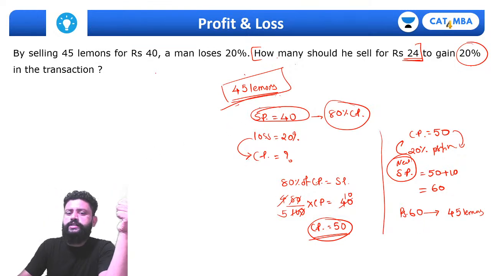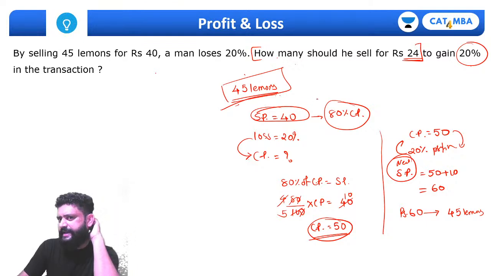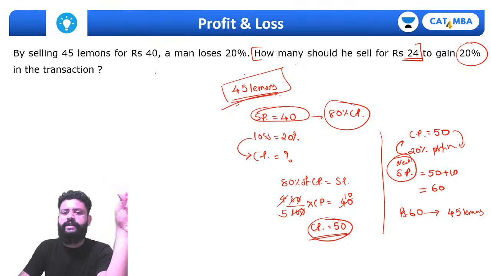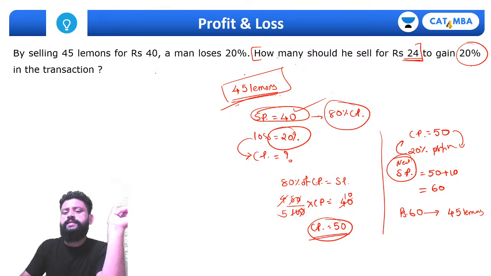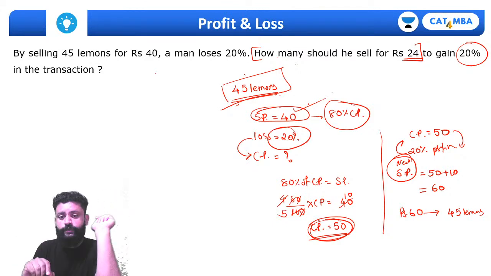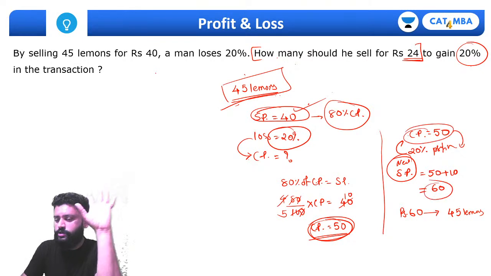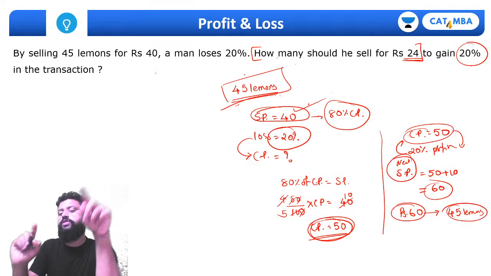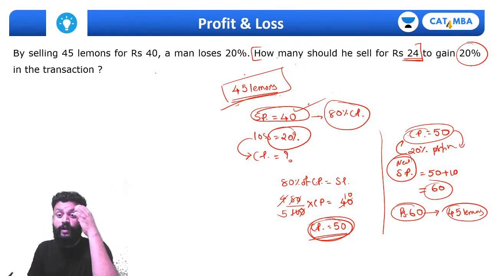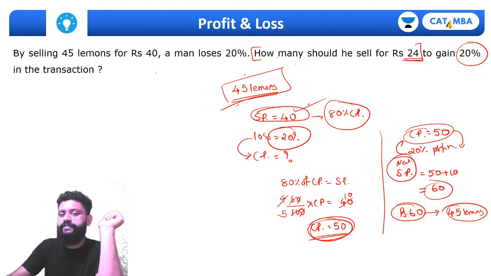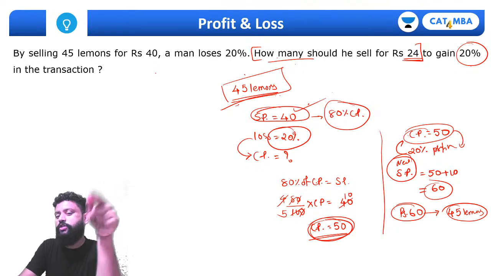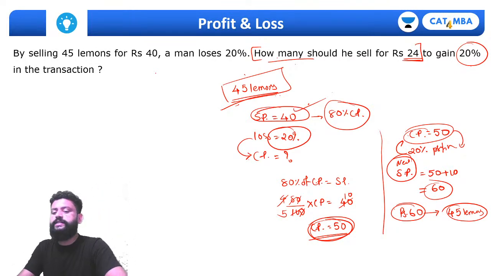We have not done anything with the number of lemons. I kept the 45 lemons the same, and I decided that if I sold them for 40 rupees, I got a 20% loss. That means he must have bought them for 50 rupees, and if I want to sell a 50 rupee item at 20% profit, I have to sell it for 60 rupees. That simply means if I want 20% profit, I need to sell 45 lemons for ₹60. Now the question is asked a little differently: how many should he sell for ₹24? So how many must he sell for 24?